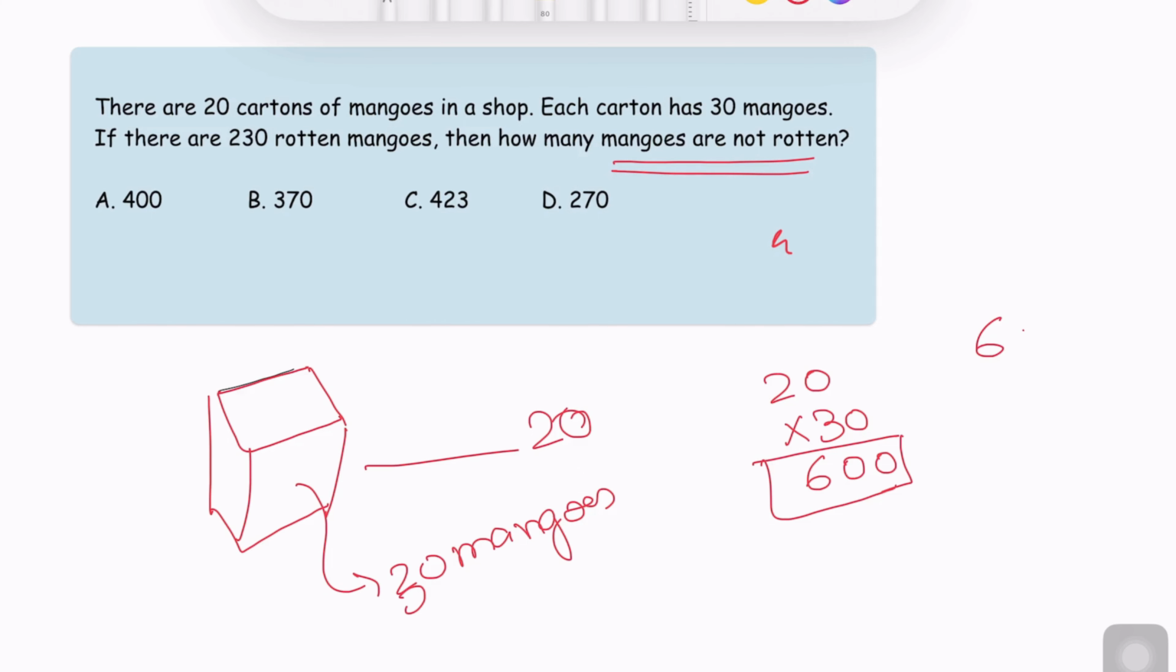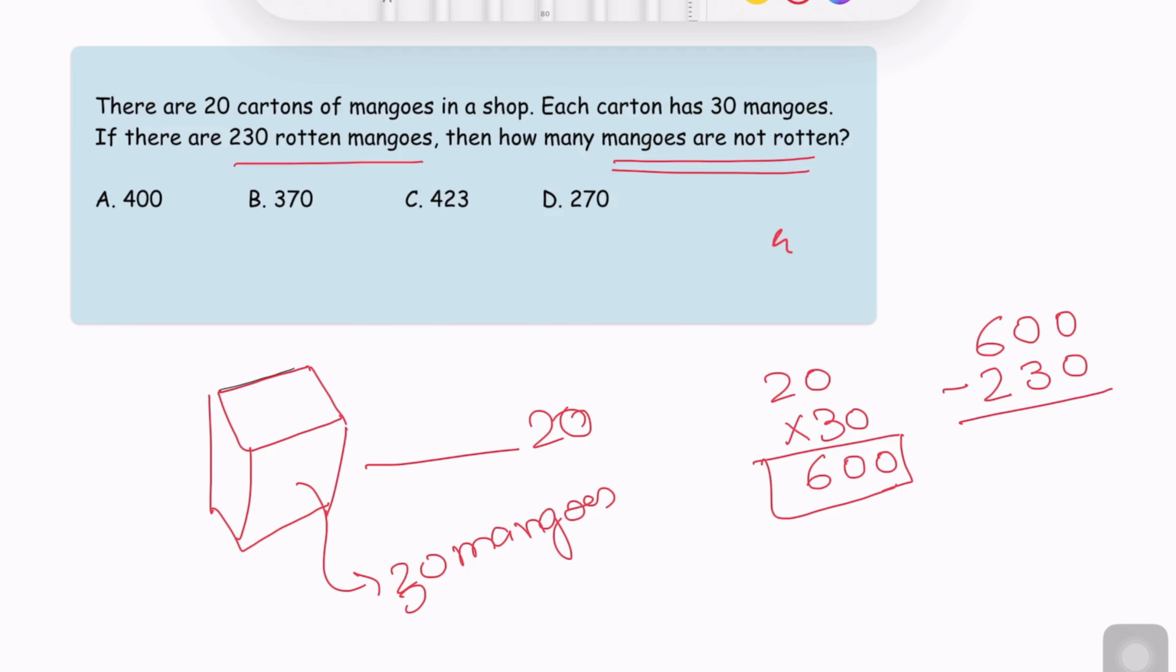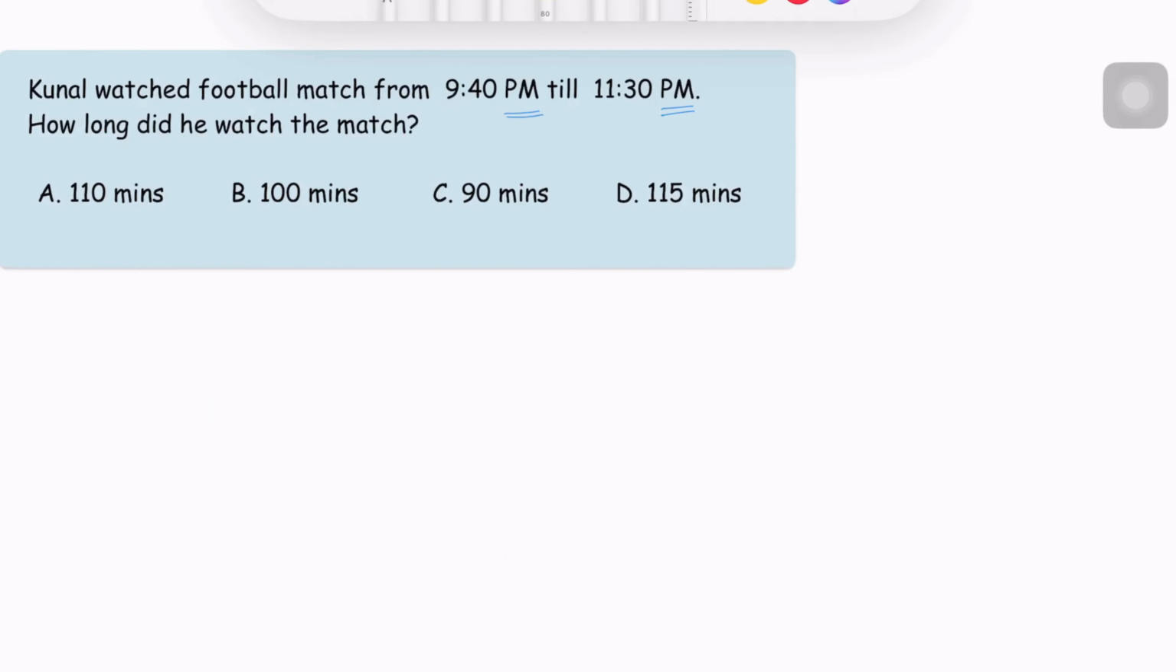So 600 is the total number of mangoes, which contains rotten and good mangoes. So to get the number of mangoes which are not rotten, we will simply subtract 230 because 230 are rotten. So let's subtract 0. It will become 10. This will become 5. 10 minus 3 is 7. And 5 minus 2 is 3. So the answer is 370. Okay, so this is the second question.